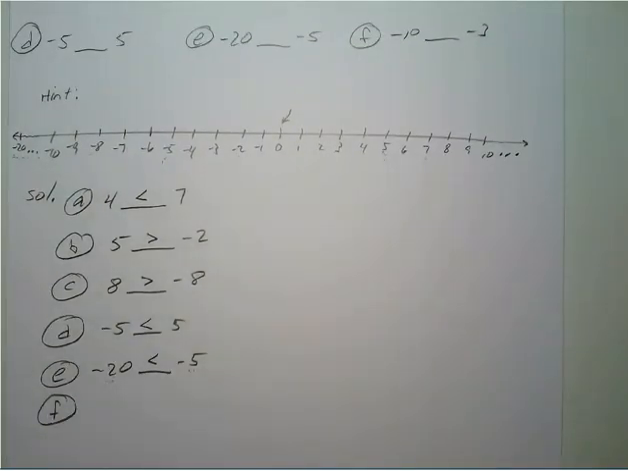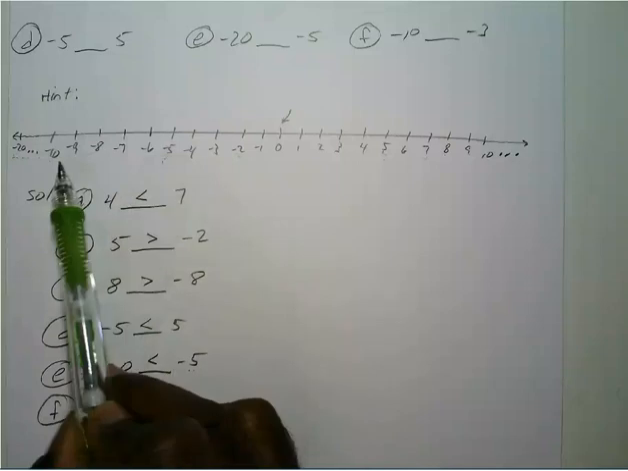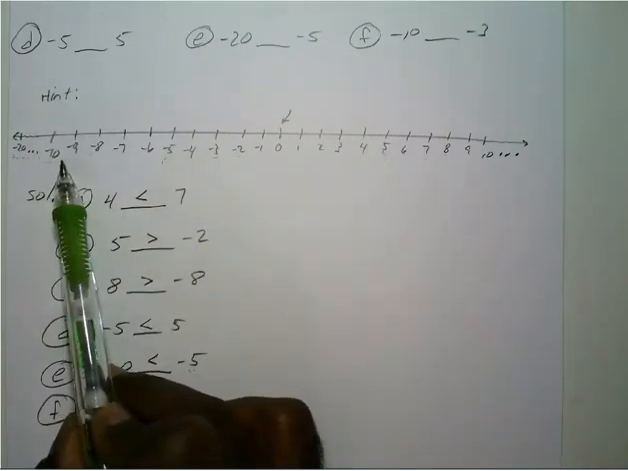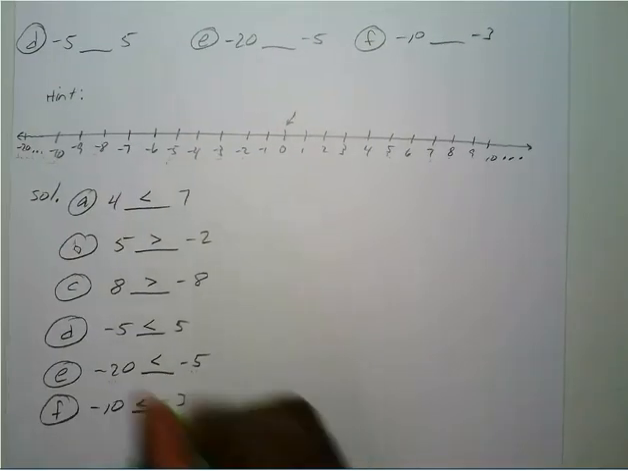Okay, so what about negative 10 and negative 3? Same thing. Negative 10 is on the left and negative 3 is on the right. So negative 10 is actually less than, oops, forgot to write down, negative 3. Let me move this over.